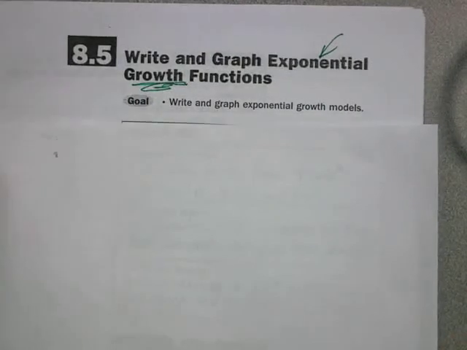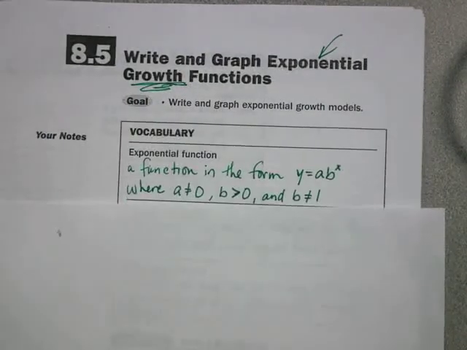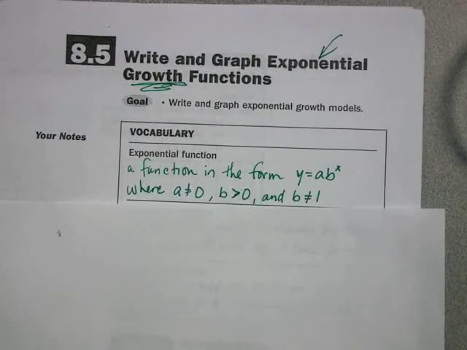So we have some vocab here. First of all, what is an exponential function? It's a function in the form of y equals ab to the power of x. A cannot be 0, b has to be bigger than 0, and it can't be 1. So it could be a half, it could be 4, but it can't be 1, and it can't be a negative. It can't be less than 0.